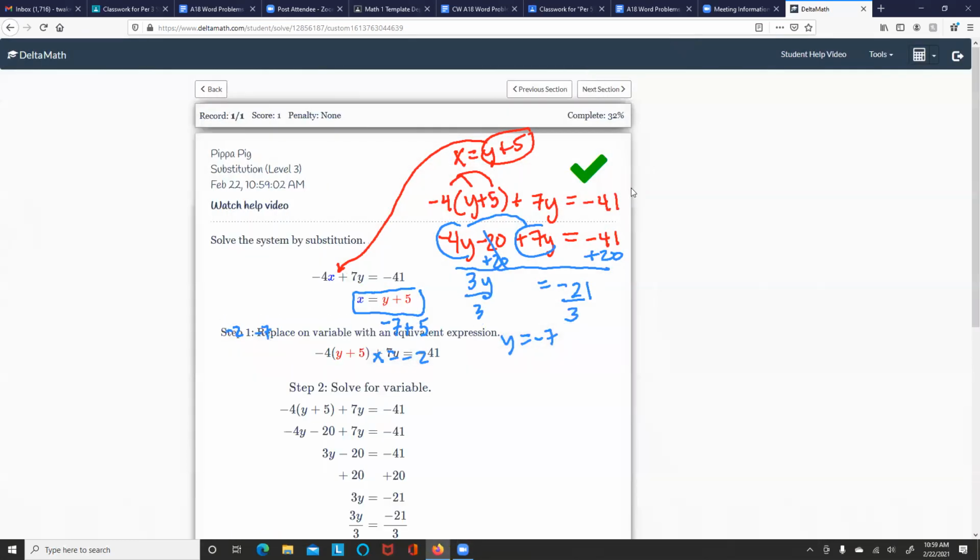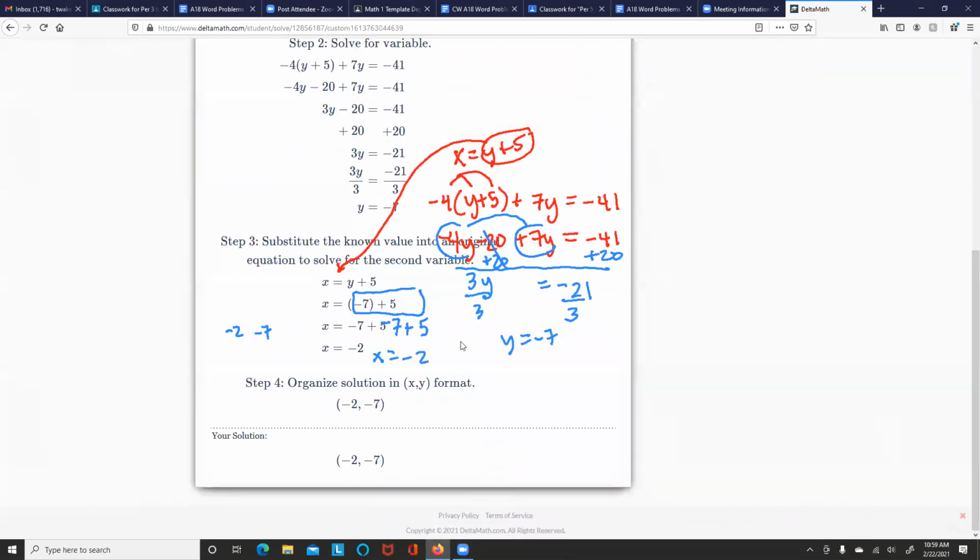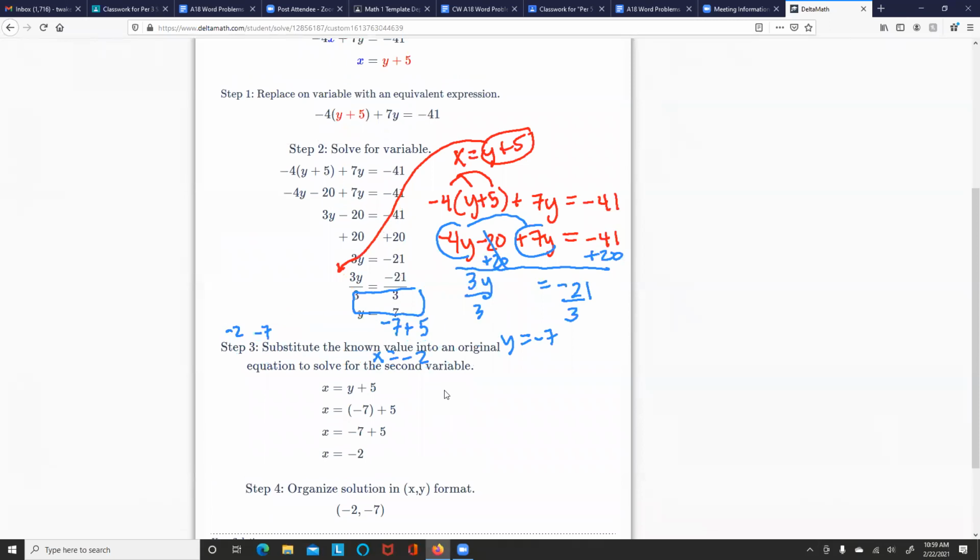And we are 32% complete. Really, we're more than that, but you should have more than that because you're doing it. So yes, voila, it's the same. Yay, we did it right. Got the same solution. So that is more substitution practice.